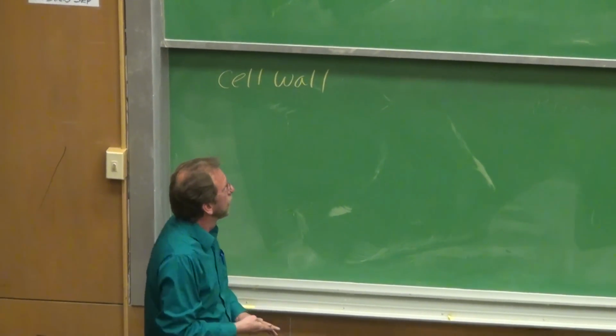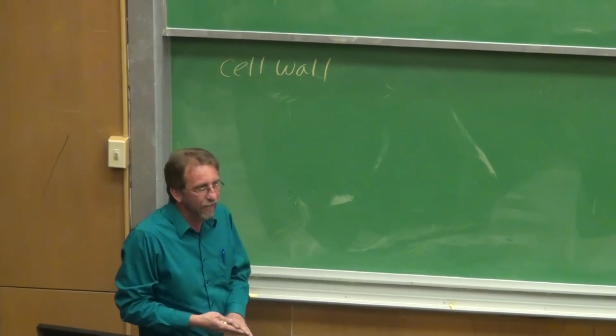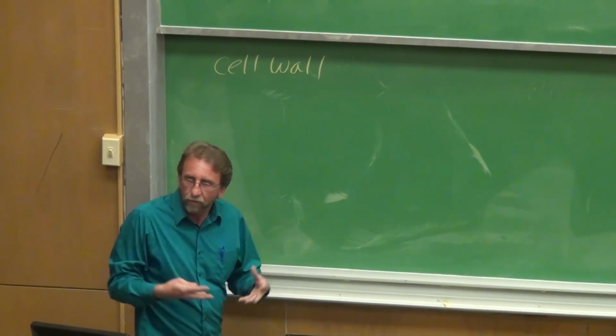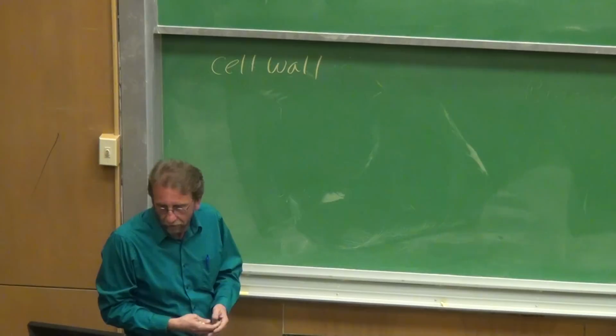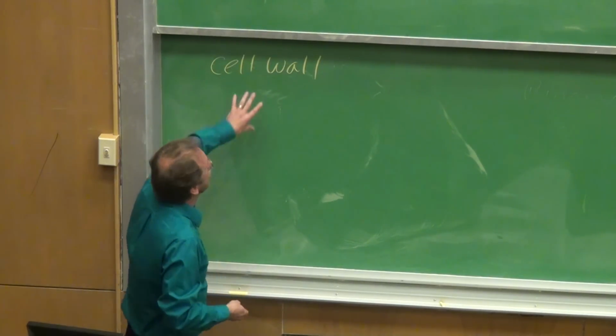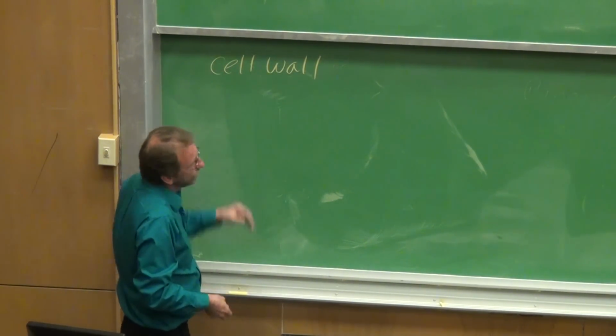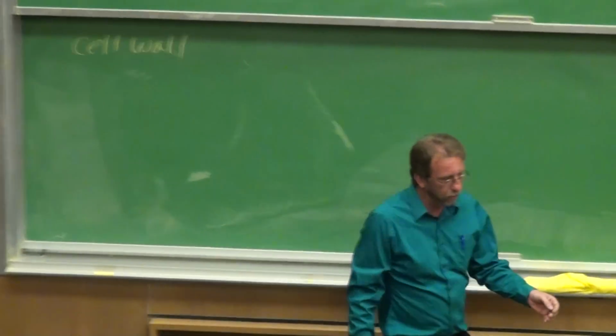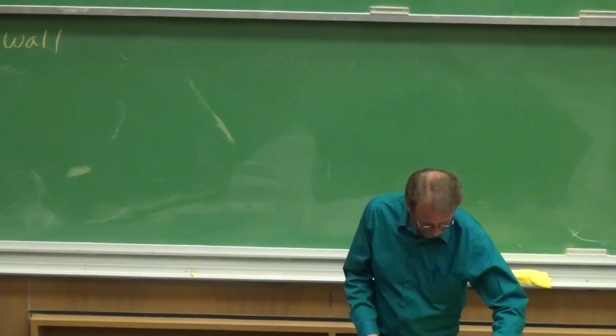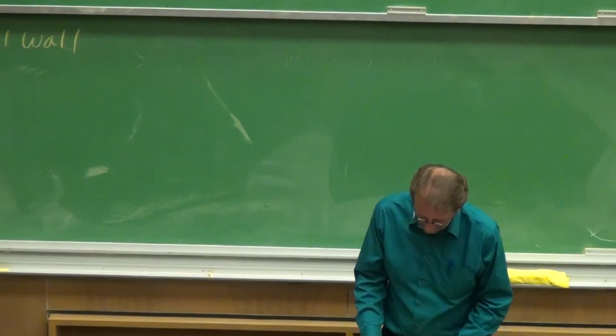Protozoa and other organisms that don't have cell walls have to deal with water that might be moving into the cell. Contractile vacuole might be one of them. But bacteria don't have that issue. So the cell wall provides them with rigidity, holds the cell together.